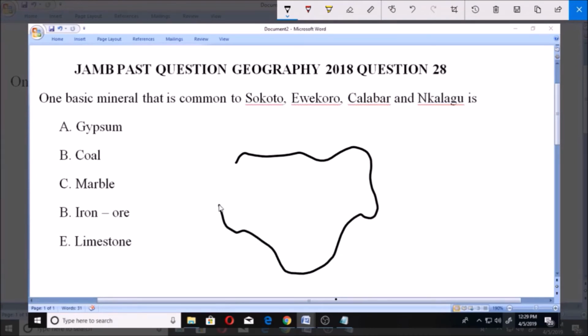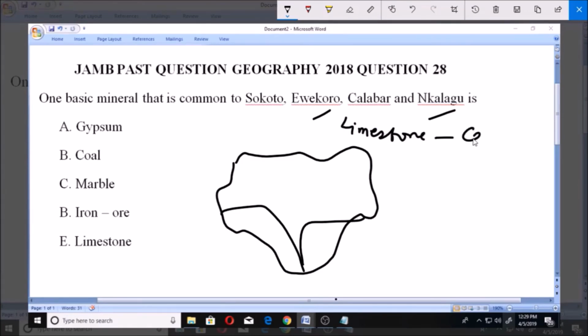Now, when you talk about minerals in Nigeria, we are very much aware that whenever you hear cities like Nkalagu and Ewekoro, we know we are talking about limestone. They have large deposits of limestone, which is needed in cement production. There is also limestone in Sokoto as well as Calabar, a very huge deposit in Calabar in particular. So whenever you hear about these places, you talk about limestone.